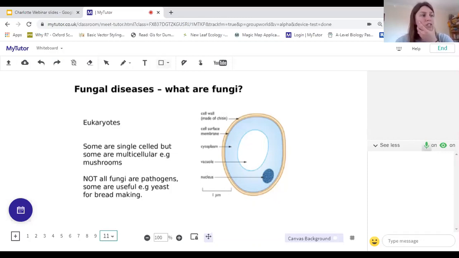Is coronavirus eukaryote? No, coronavirus is a virus. So it's a viral disease. Viruses are kind of a school of their own. They're not really eukaryotic or prokaryotic. They don't really have a nucleus, but they're not bacteria either.